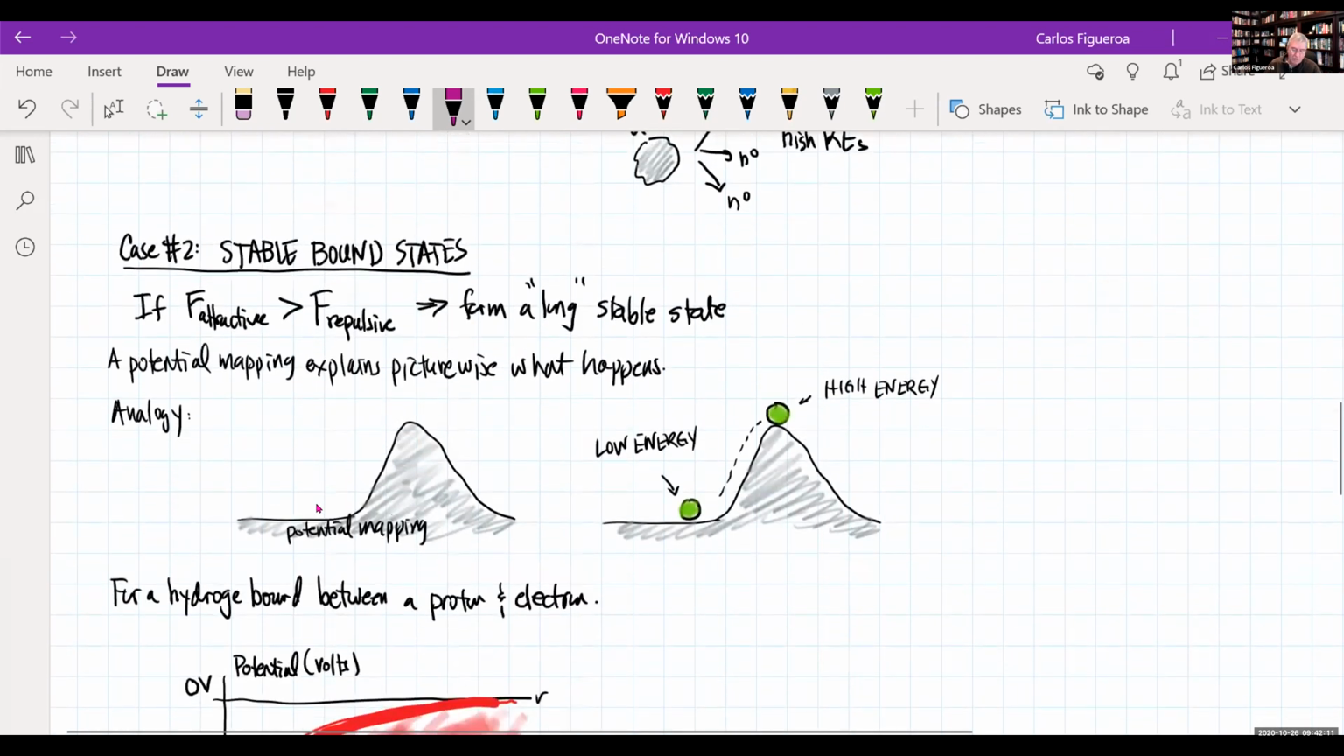Then we went to a stable bound state. And the difference between a stable and an unstable one was the attractive and the repulsive forces. So as long as we can get a fairly long bound state, it doesn't have to be forever. And the reason for that is that quantum mechanics tells you that kind of thing happens.